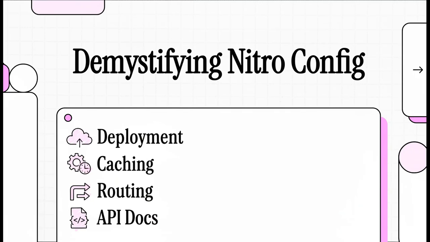Hey everyone! So if you're using Nitro, you already know it's a seriously powerful server. But you know where the real magic is? It's hiding in plain sight, right inside its configuration file. Think of it as the ultimate control panel, letting you tweak everything from deployments and caching to routing, and even auto-generating your API docs. Let's dive in and unlock all that potential.